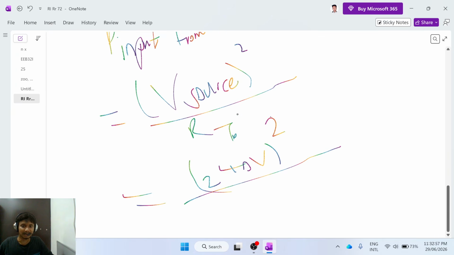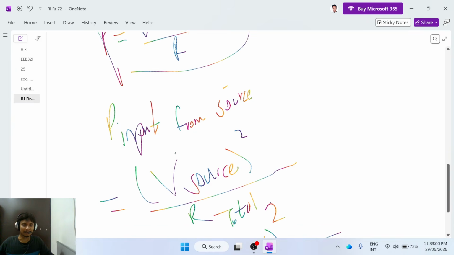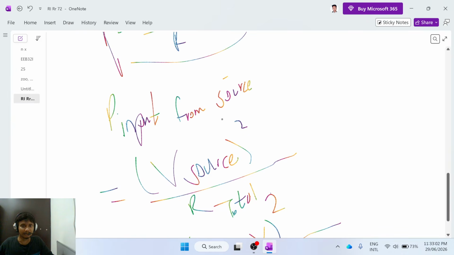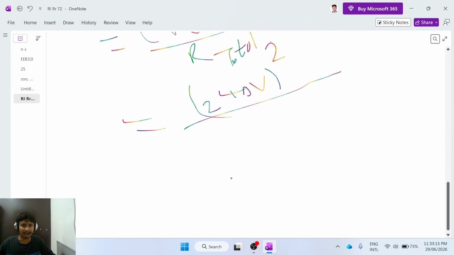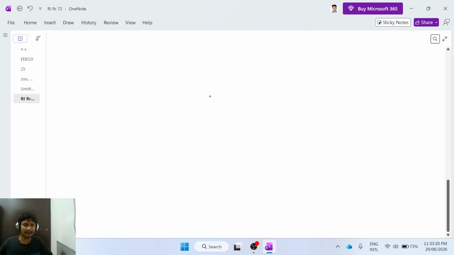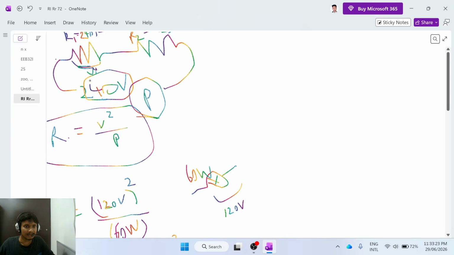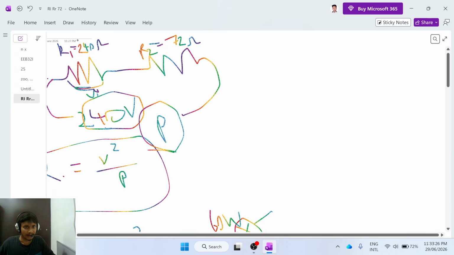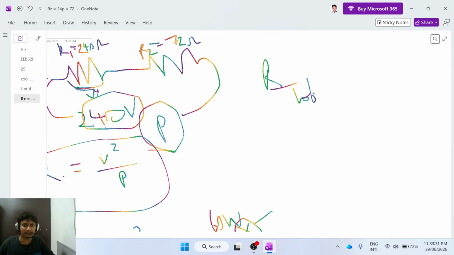R is R total. Now we find the total input power. What is the input power from the source? Therefore, V source whole square by R total. V source is already given, 240 volt. What is R total? We find it from R1 and R2. This is R1, this is R2. The resistors are connected in series. Then R total is equal to R1 plus R2.